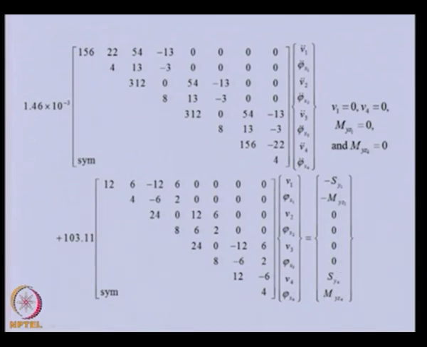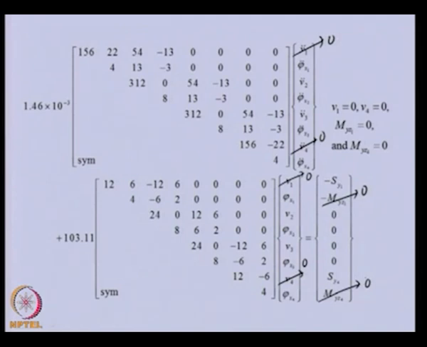Regarding the boundary conditions, node 1 is simply supported and node 4 is simply supported, so the displacement at these locations will be 0, and the bending moment will also be 0 at these nodes. So we have this displacement and this displacement as 0 as the boundary condition of the simply supported case. Also these bending moments are 0.